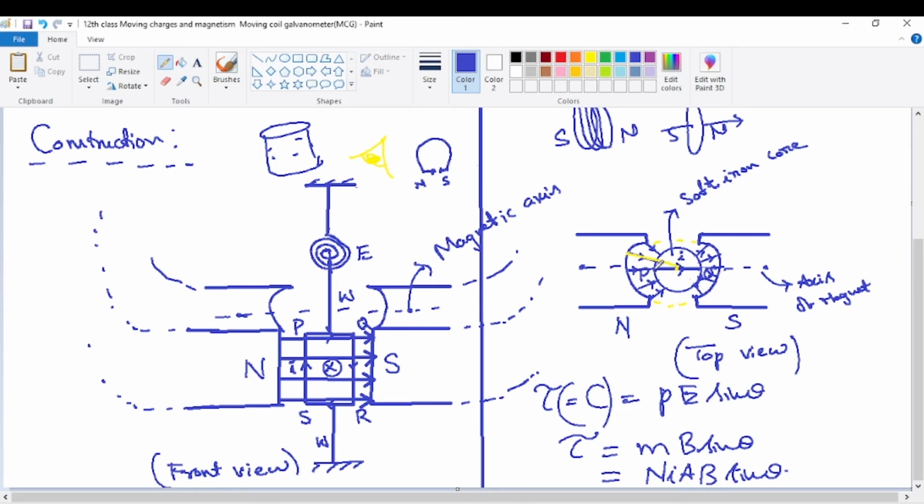So now it turns clockwise. As seen from the top, it will be turning clockwise. P goes in, Q goes outside. So this is the top view. P goes actually rightwards, you can just check it. P goes rightwards, Q comes leftwards. That way it will be turned. And the plane of the coil will now be making an angle theta with the axis of the circular magnet. This is the axis of the magnet. So it makes an angle theta.